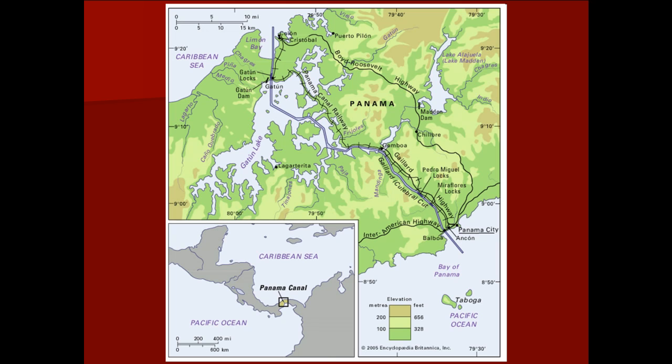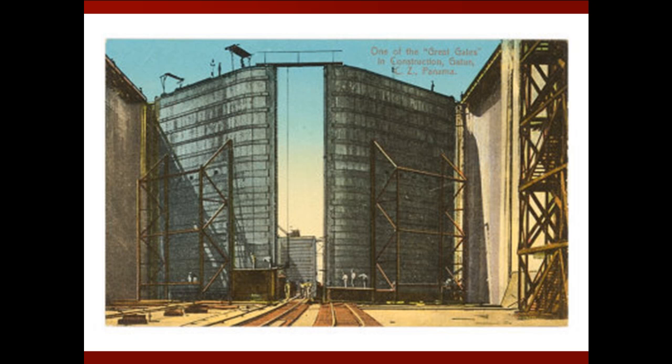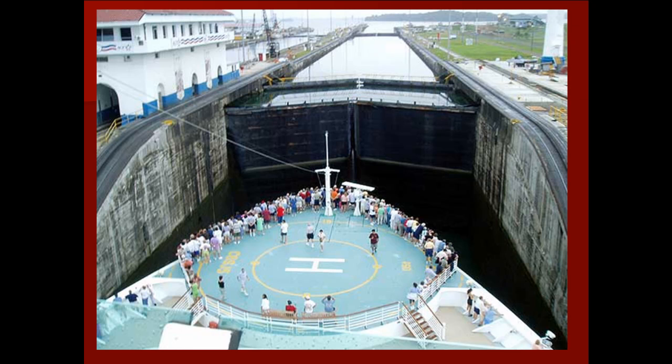This shows a closer view of the Panama Canal, and you can see in the blue line where the canal was dug. You can also see that there is a railway that runs parallel to it. These are some pictures from the construction of the Panama Canal. This is a current day picture of a cruise ship going through the Panama Canal.